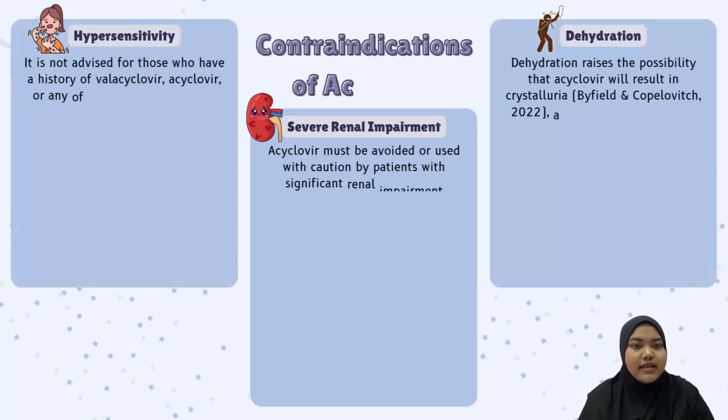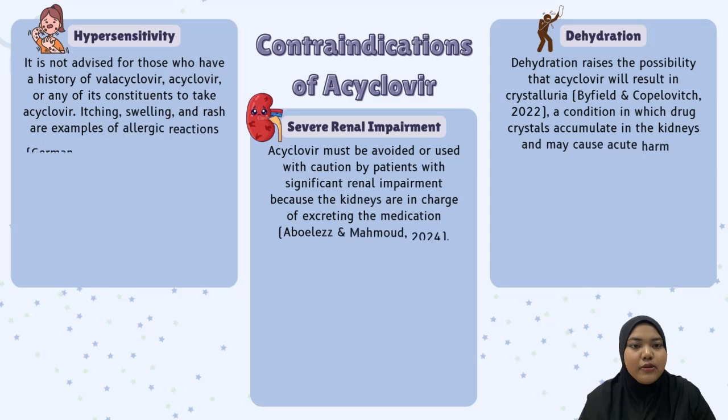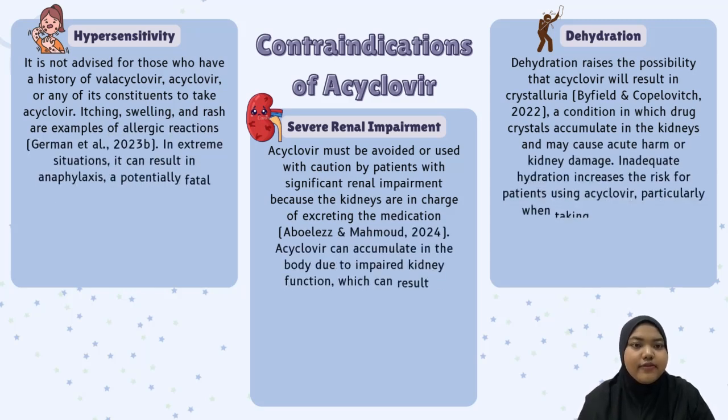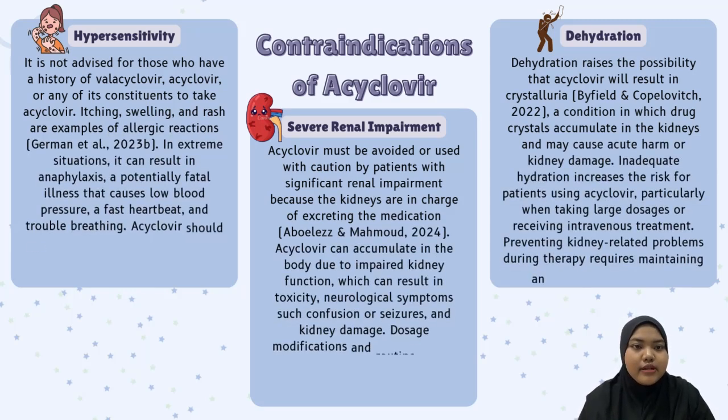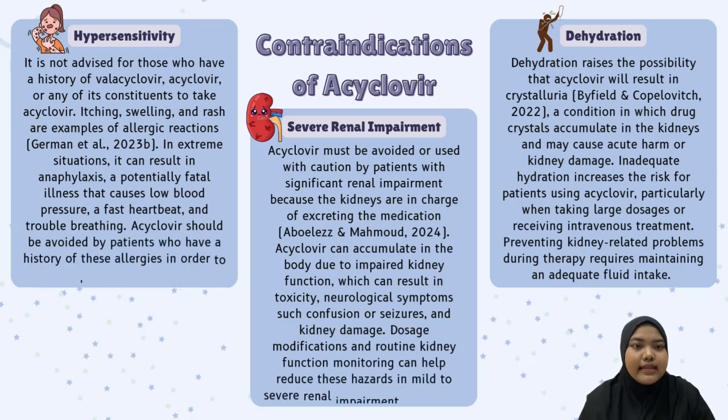Lastly is contraindication. The contraindication means that the drug is not recommended for patients with certain diseases because it can lead to severe complications to the patient. There are three contraindications for the drug Acyclovir, which are hypersensitivity, renal impairment, and dehydration. The first one is hypersensitivity. Patients with a mild reaction, which have symptoms like itching, swelling, or rash, cannot get Acyclovir.